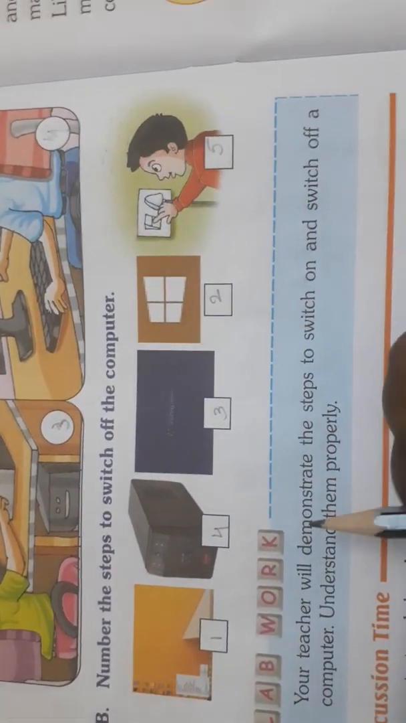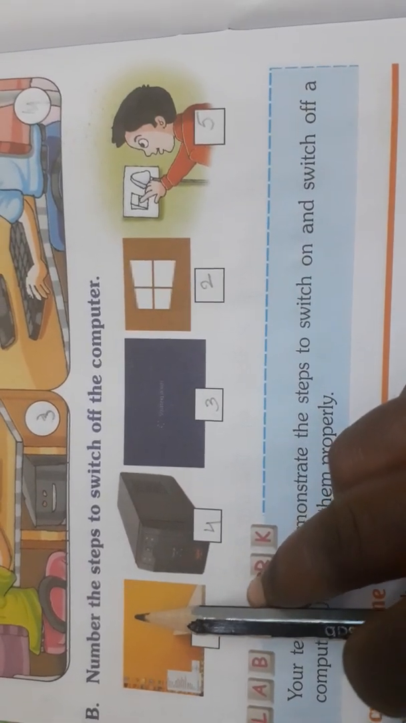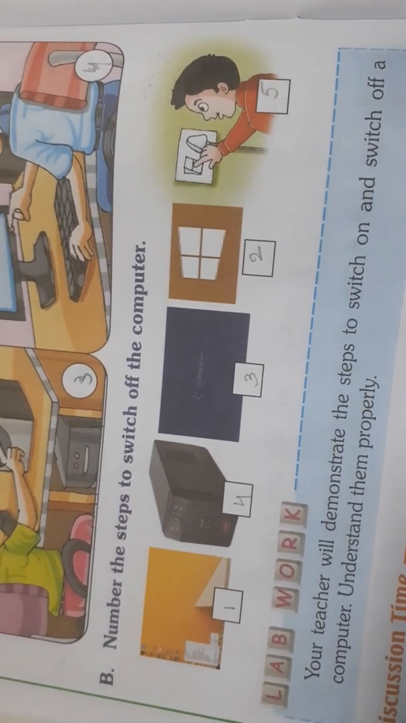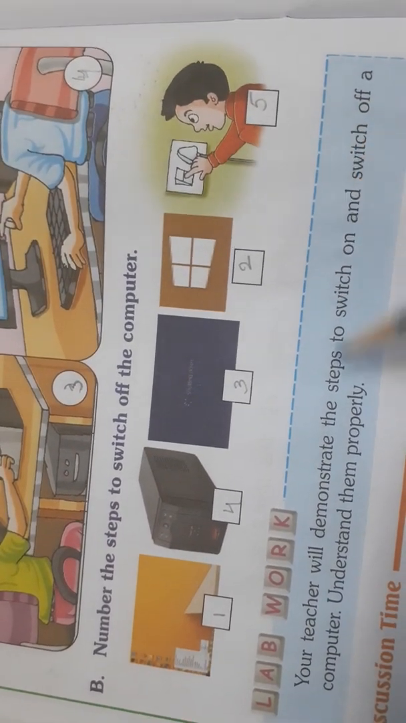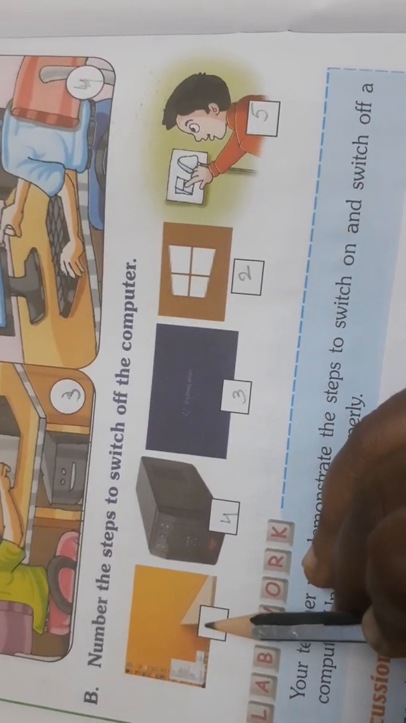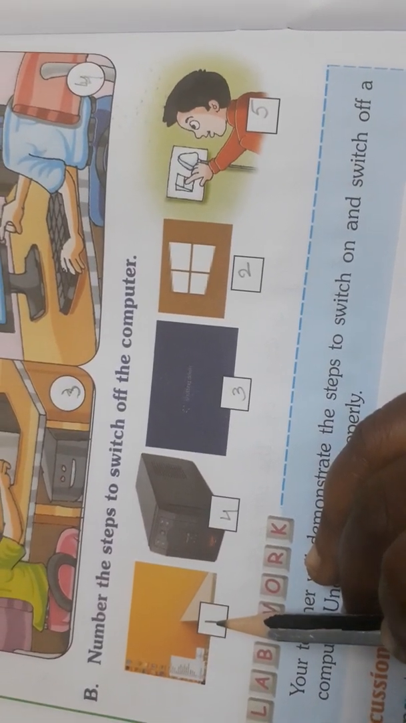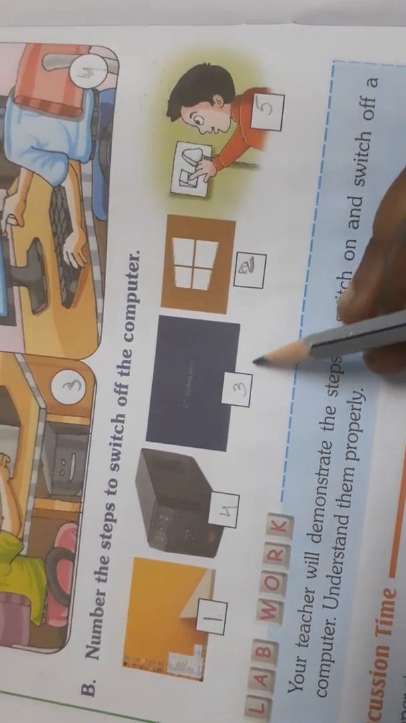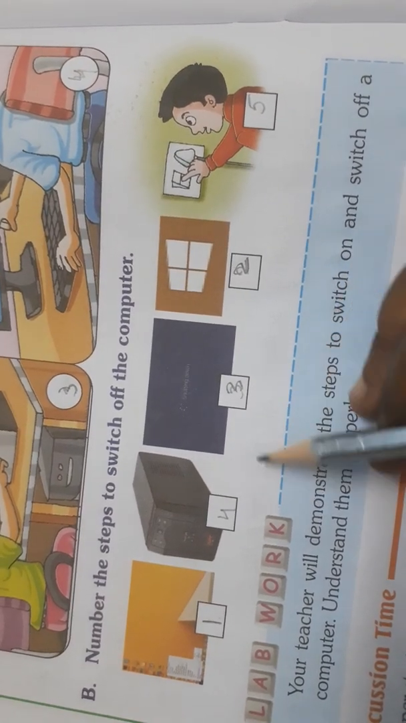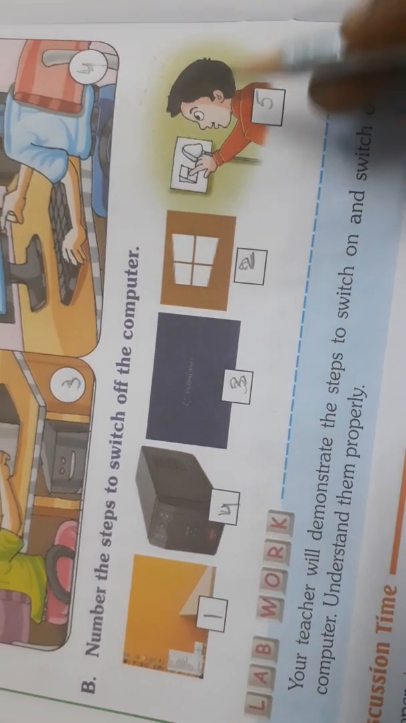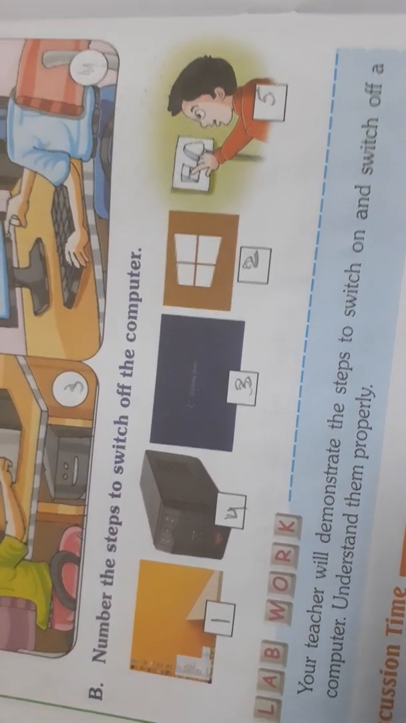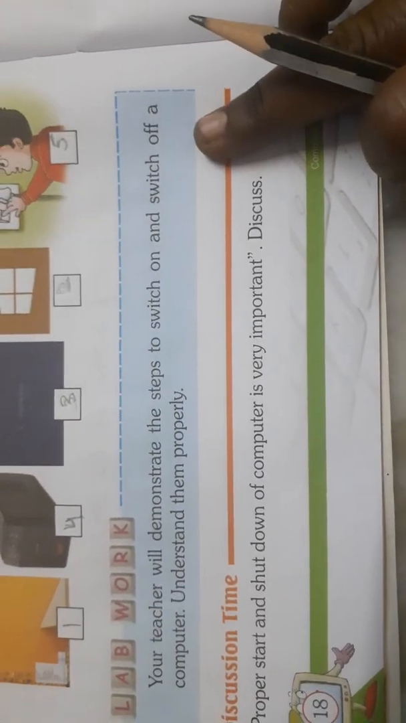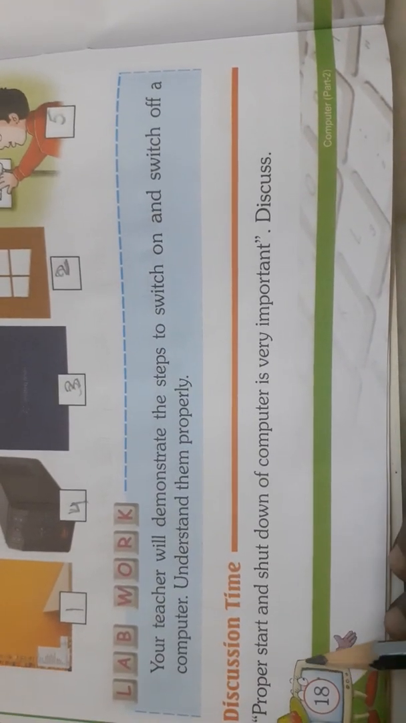Okay, next, see what is the B here. Number the steps to switch off the computer. So if you switch off the computer, what are the steps? First, you click the start button. After that, click the shutdown button. Next, like this it will come. Next, a blank screen will come. This is 3. Next, switch off the UPS. Last, switch off the main power supply. This lab work we will see in school.